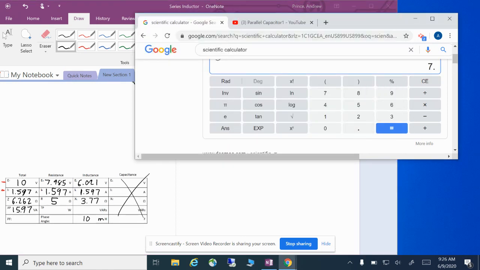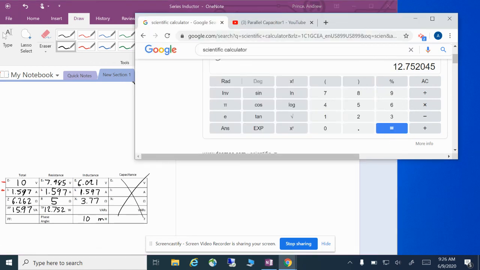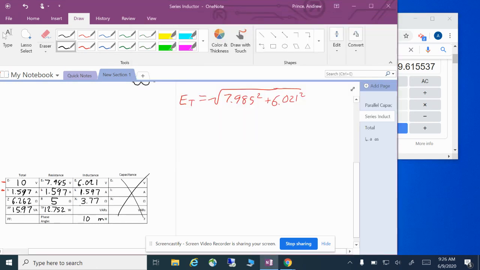I'm going to have 7.985 times 1.597, and that's going to give me my watts in my resistor, because that's the voltage times the current. And that's 12.752. And then we'll do the same thing here. So 6.021 voltage across the inductor multiplied by 1.597. That's going to be 9.616 VARs.